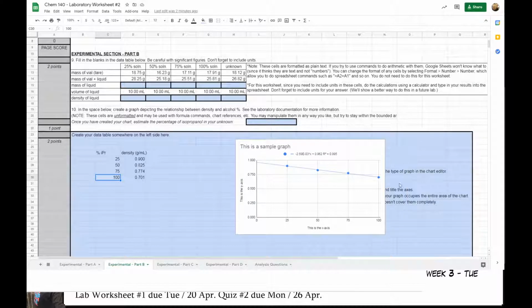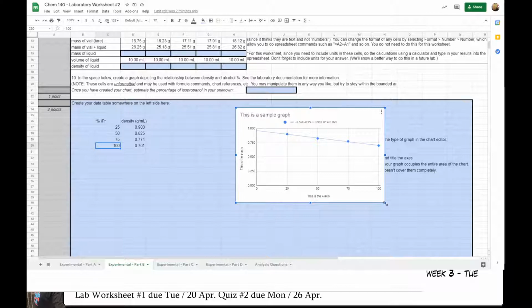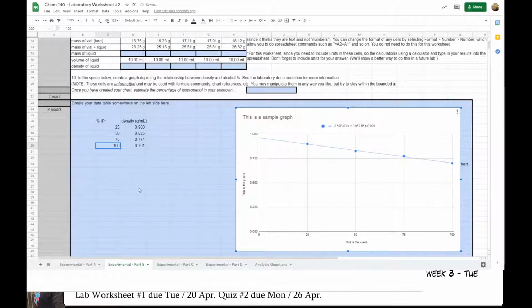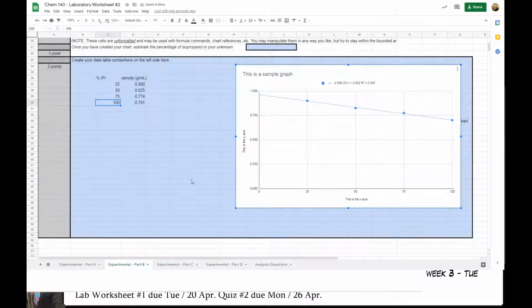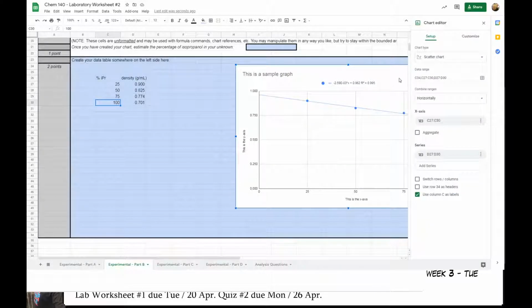Once you're done with that, you could just resize the graph however you want to. And there you go. That's basically what you do for part B. You're going to make a little data table on the left somewhere over there in that space. Then you're going to put the graph over here with the title, label your axes, make sure your equation is shown, make sure the line of best fit is shown, and so on. If you ever need to get that config menu back, just double click on the graph and it pops right back up.